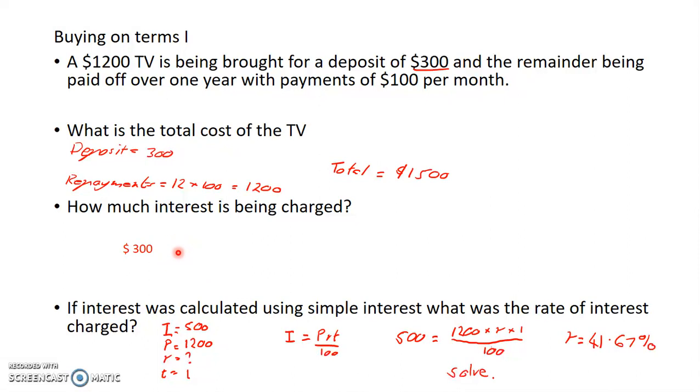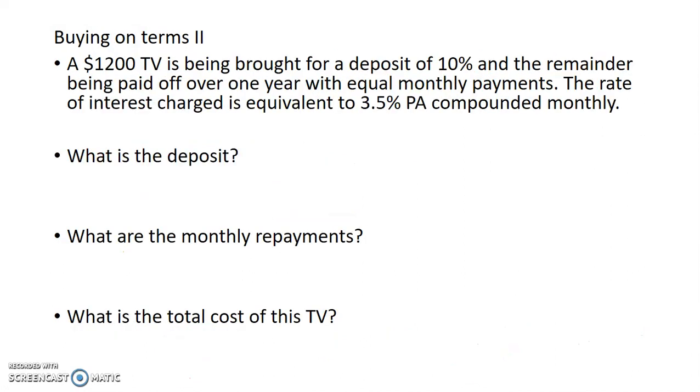If interest was calculated using simple interest, what was the rate of interest charged? So we can use our simple interest formula, I equals PRT over 100. Interest was actually 300, so I'll fix that up. So now that I have fixed that up and realised another mistake as well, interest was $300. The loan that we took out was essentially $900 because that's how much we owed on the TV. Interest rate's what we didn't know, and time was 1 year. So I equals PRT over 100, 300 equals 900 R times 1 over 100. You could rearrange or you could solve, and we end up with 33.3%.